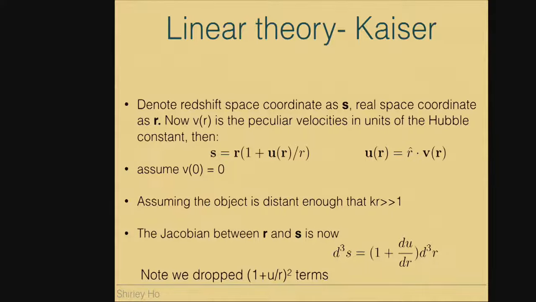And assuming the object's distance is large enough, that is, k times R is very much larger than one. So this is called the distant observer assumption. We'll relax it in the lecture notes later, but we might not be able to do it today. But that's later on in your discussion.